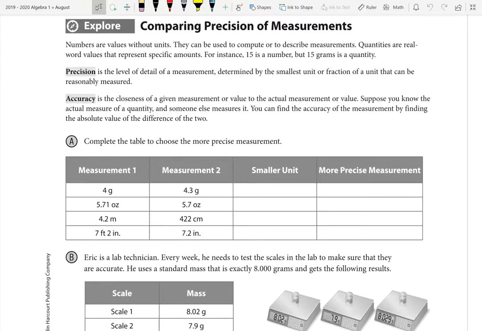Here we go. Comparing precision of measurements. So numbers are values without units. They can be used to compute or to describe measurements. Quantities are real-world values that represent specific amounts. For instance, 15 is a number, but 15 grams is a quantity.